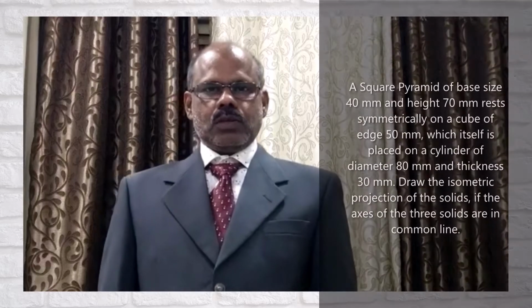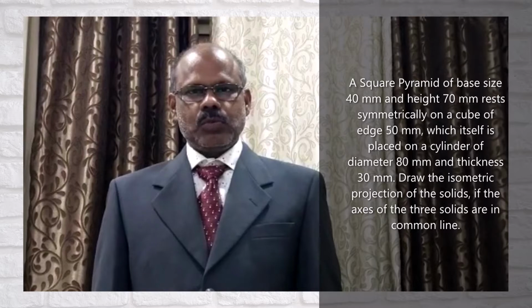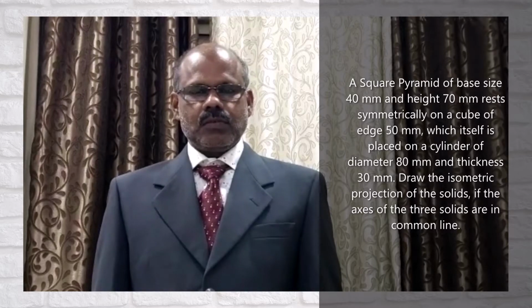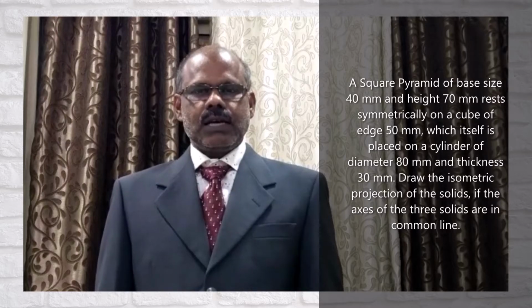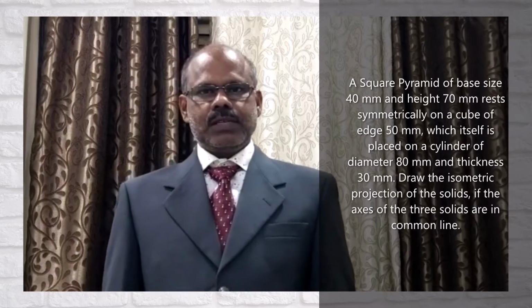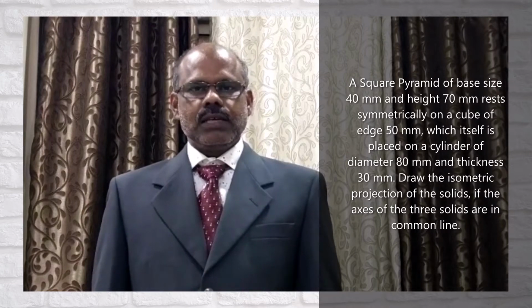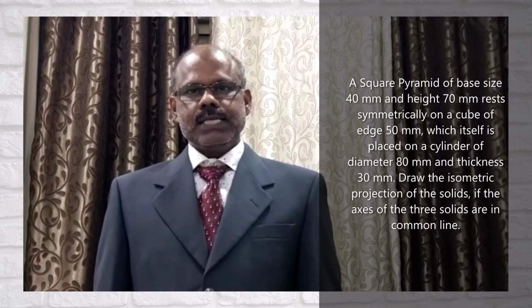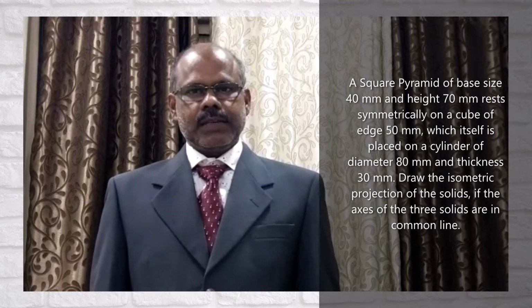Today we are going to solve an isometric problem. The isometric problem is given here on this screen. It says: a square pyramid of 40 millimeter base and height 70 millimeter is mounted on a cube of 50 millimeter size, and the cube is mounted on a cylinder of base diameter 80 millimeter and thickness 30 millimeter.